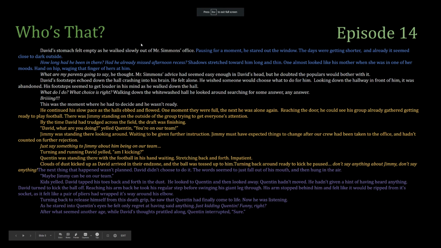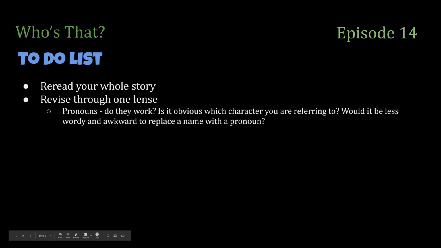So let's take a look at our next page here, and it's our to-do list. So here's what you should do. Reread your whole story, revising through one lens: pronouns. Do they work here? Is it obvious which character you're referring to? Would it be less wordy and awkward to replace a name with a pronoun? Those are questions you should consider as you're reading. So this will be probably a pretty slow read, and you might do this just on your first read through to where you take it little bit by little bit. And it might take all of like 20 minutes tops, depending on how long your story is, to do this read through. And you're just going to be making little tiny changes.